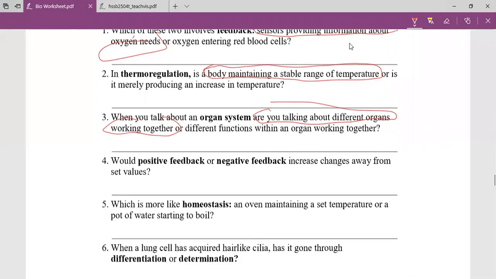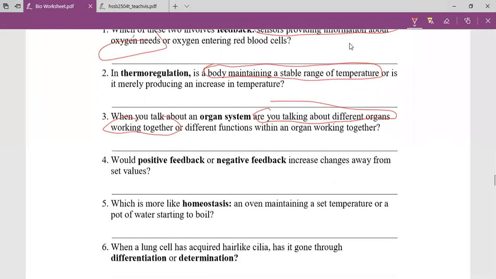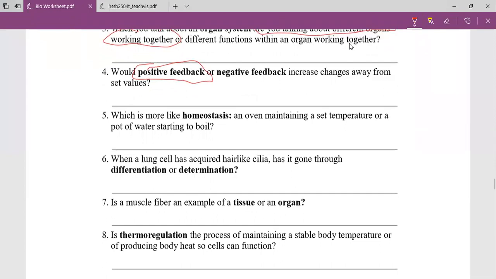Would positive feedback or negative feedback increase changes away from set values? Positive feedback. Which is more like homeostasis: an oven maintaining a set temperature or a pot of water starting to boil? An oven maintaining temperature.